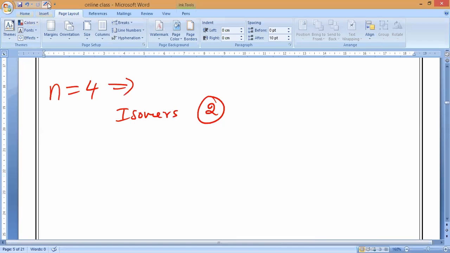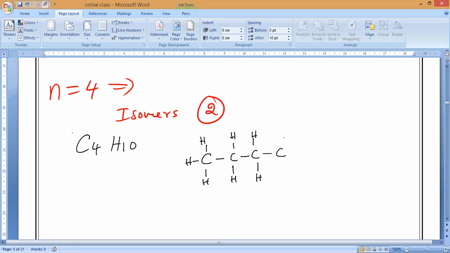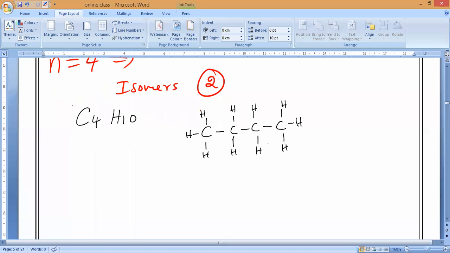So now one is the straight chain, the first structure. N is equal to 4 means what is the formula, guys? C4H10. Correct. So all of you draw the straight chain first. What will come for the straight chain? C single bond C single bond C single bond C. Clear? 4 carbons. So the number of hydrogens, please tell me. 2 hydrogens. Yes. So in the middle everything is hydrogen, and here hydrogen will come. So this is the first isomer of butane.